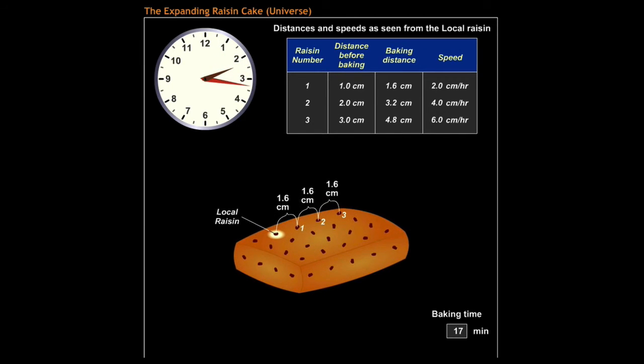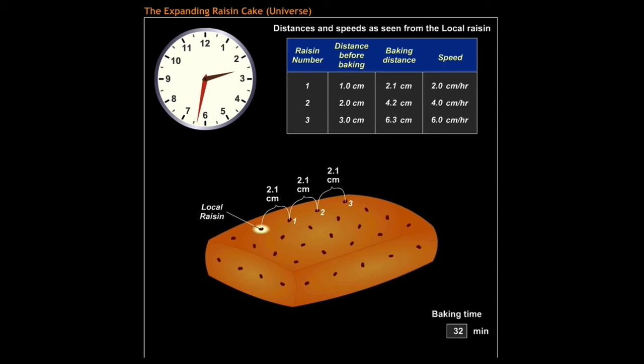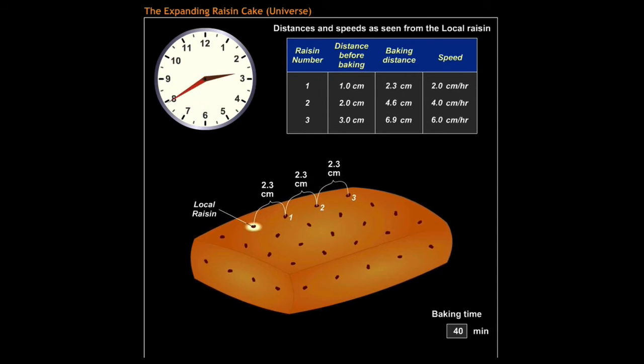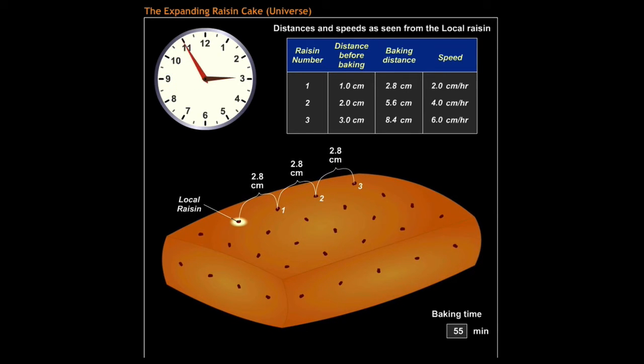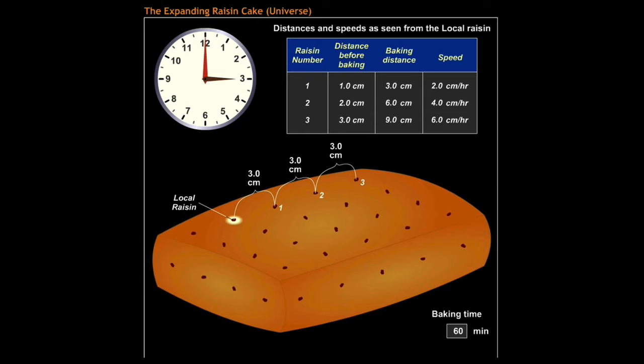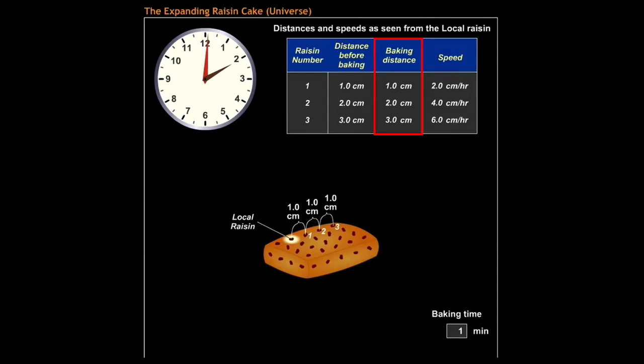The raisins move apart as the cake expands, and the distances between them grow from 1 centimeter to 3 centimeters by the end of the hour. Viewed from outside the cake, the expansion looks uniform everywhere. But what would you see if you lived in the local raisin? Notice that raisins 1, 2, and 3 start at distances from you of 1, 2, and 3 centimeters, respectively.